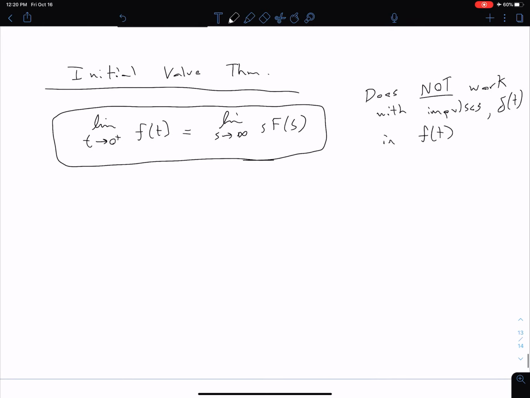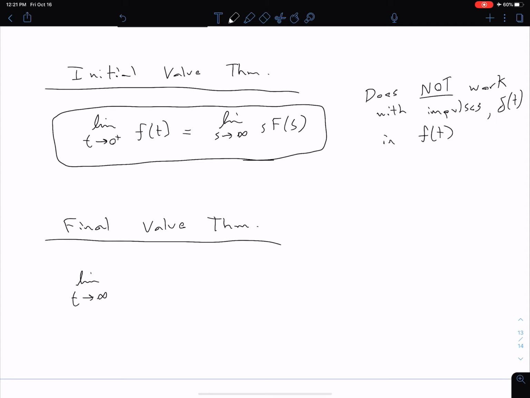Okay, so our final value theorem. In this case, we're going to be looking at the final value of our time domain function. So the limit as t goes to infinity of f(t) is equal to the limit as s goes to 0 of s times F(s).